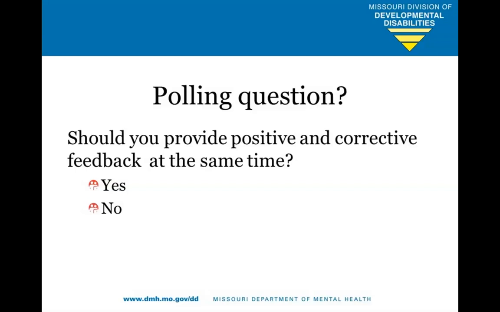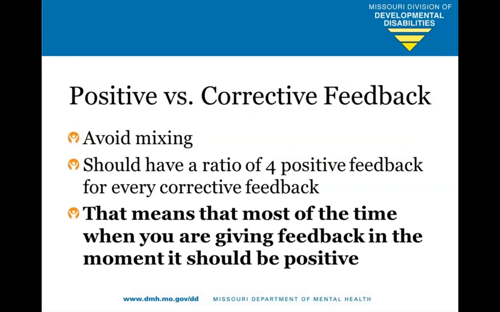So we have a lot of mixed answers again, saying yes or no. So I'm going to say that you should avoid mixing feedback. Don't use the sandwich method. If you're giving positive and corrective feedback at the same time, that's the sandwich method of feedback. And when you give that corrective, it automatically cancels out whatever positive comes before or after it. It confuses your staff person.